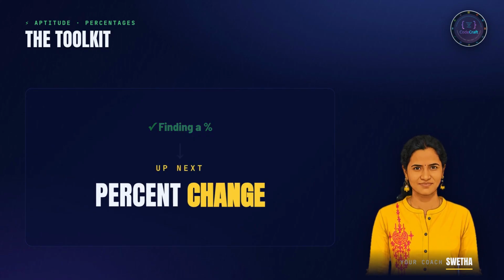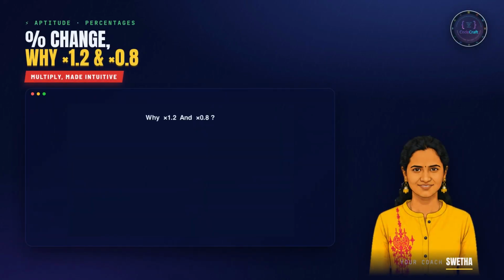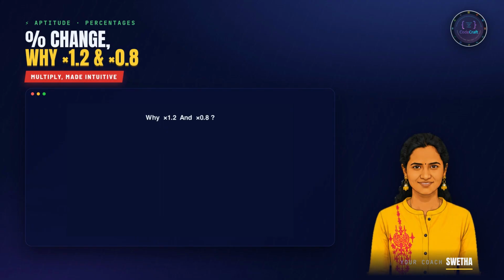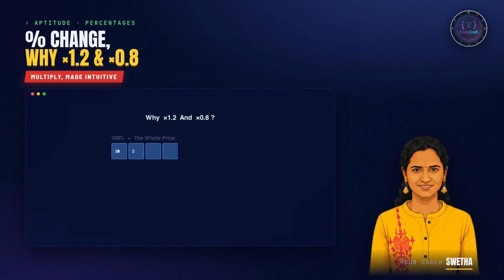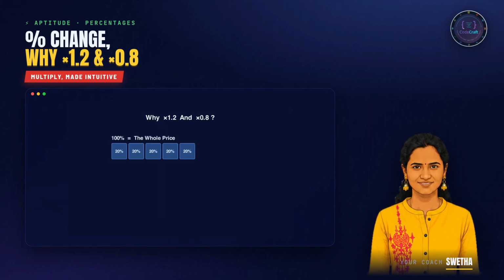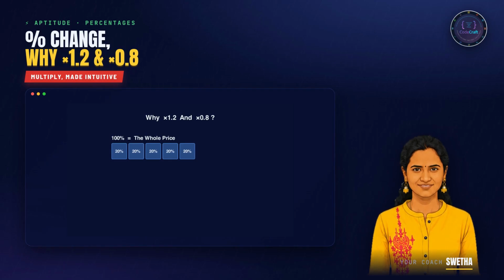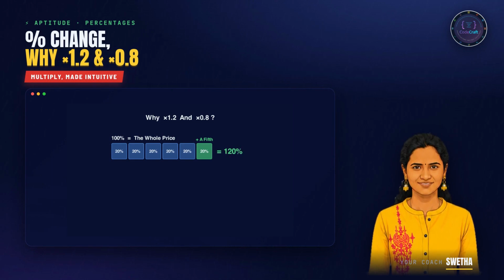Now, what happens when things change? Prices go up, prices go down. When a price goes up 20%, what are you really multiplying by? Here's the idea. The whole price is 100%. That's just the price itself. Go up 20%, and now you have the whole thing plus a fifth more. 100% plus 20 is 120%. And 120% is just 1.2.